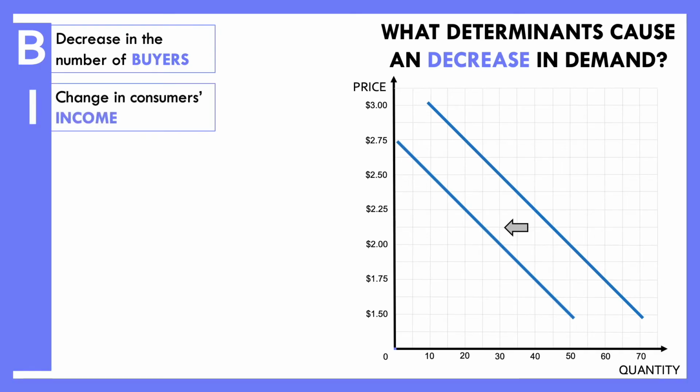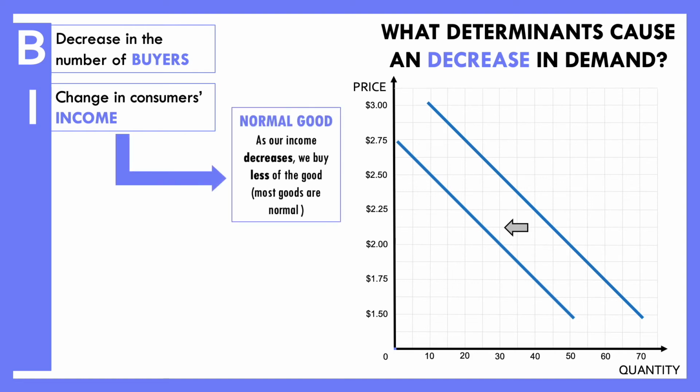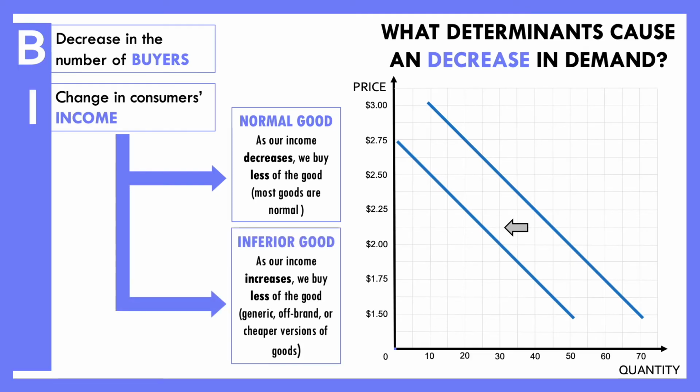We'd also see a change in consumers' income, but remember, it's different with normal and inferior goods. We notice that for a normal good, as our income decreases, we're going to buy less of the good. So if my income goes down, I'm probably going to buy fewer fancy steak dinners, right? However, for an inferior good, as our income increases, we buy less of the good. So as I start making more money, I don't have to buy Spam anymore. I can buy steak. And so as I make more money, I'm going to buy less Spam, because it's that cheaper version of steak, right? It's an inferior good because my income rose.